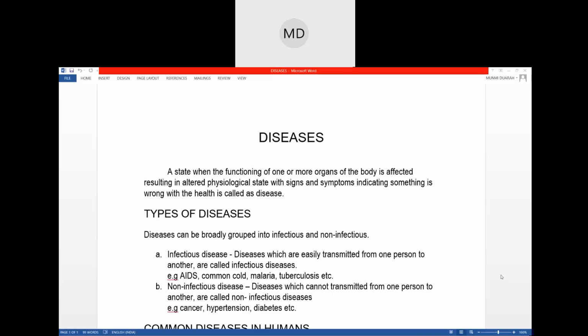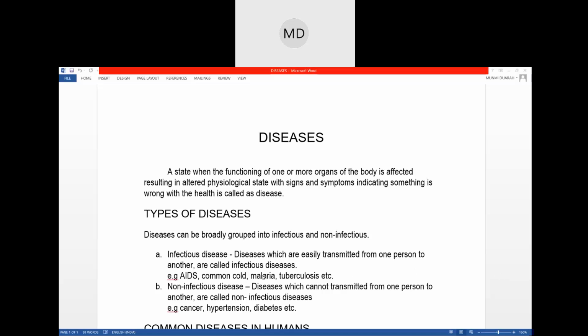The infectious and non-infectious that I'm talking about: infectious means it can be transmitted from one person to another, and non-infectious means it cannot be transmitted from one person to another. Why do you think some diseases can be transmitted from one person to another, and some cannot? For example, the common cold transfers from one person to another.